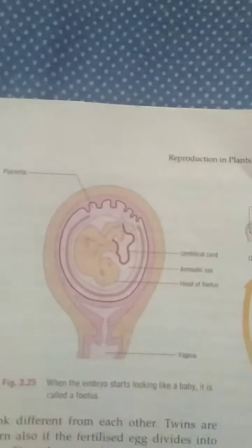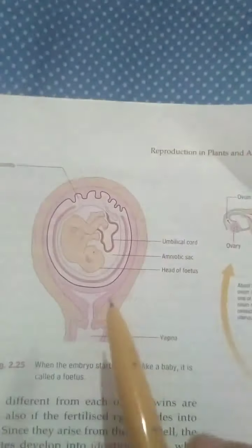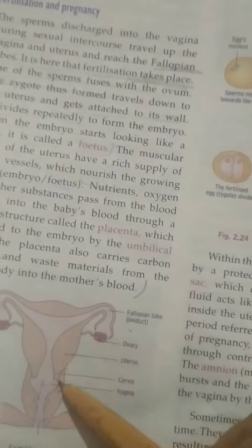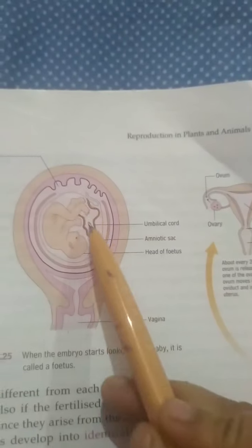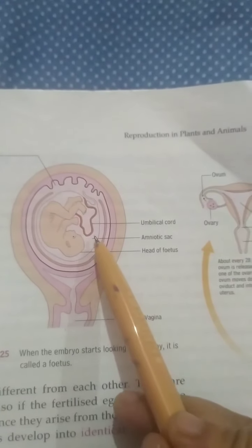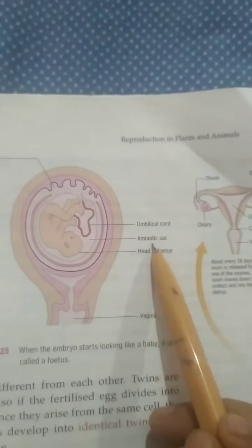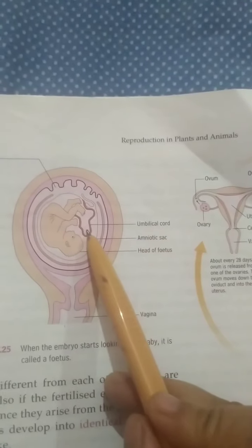Here you can see the embryo starts looking like a baby. It is called the fetus. This is the vagina, and the baby starts developing inside the uterus. This is the head of the fetus, because now you can identify it as a baby. This is the amniotic sac. We will discuss them one by one, and this is the umbilical cord.